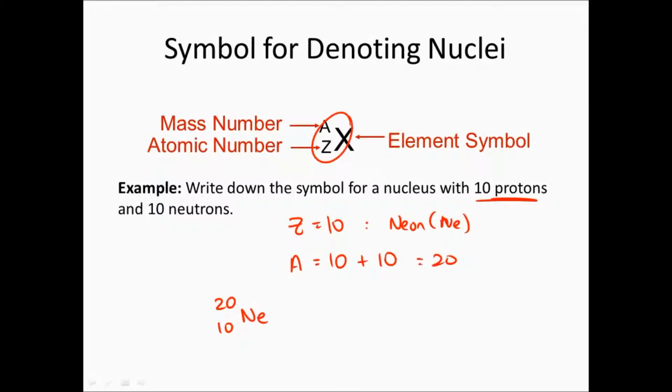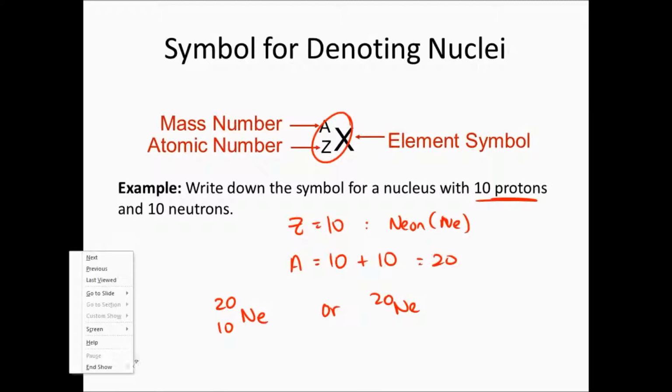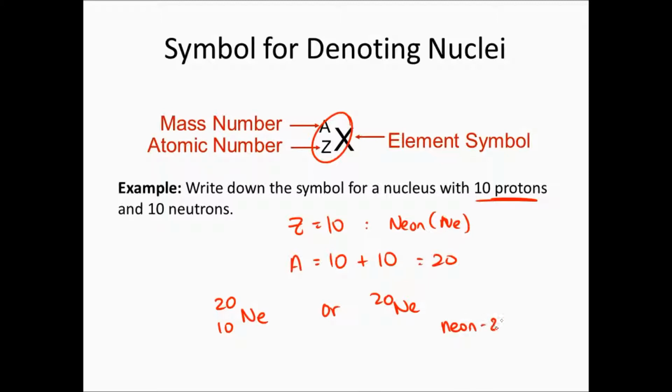Now, one shorthand we can use sometimes is, this is really redundant because if we have neon, we know that there are 10 protons because that is our atomic number. So we can just write 20 Ne. Now, in terms of how we say this or write it out, sometimes we write it as neon-20. Like we did with carbon-13, we say what the element is, hyphen, mass number. Because we use the mass number to distinguish between different isotopes.